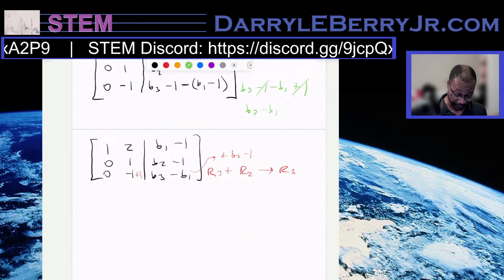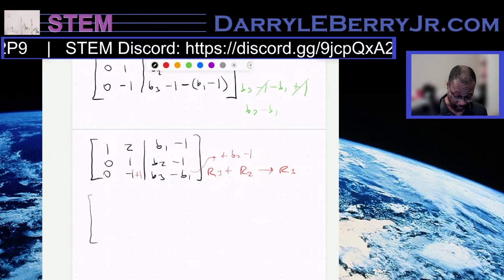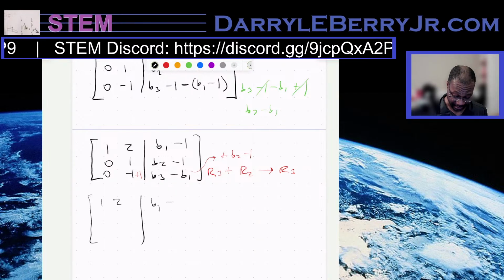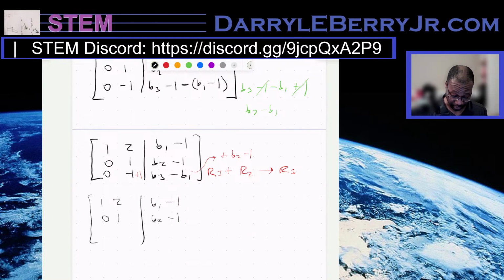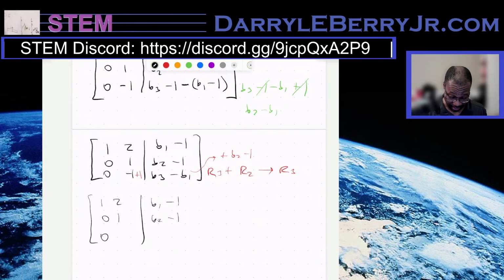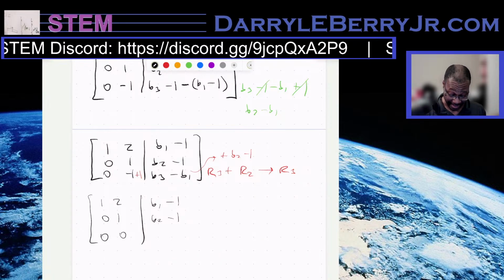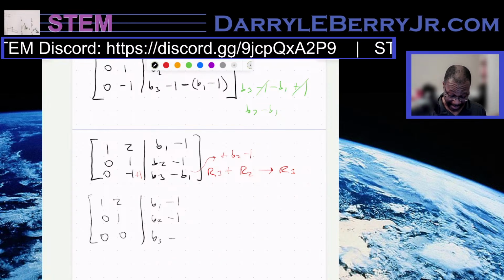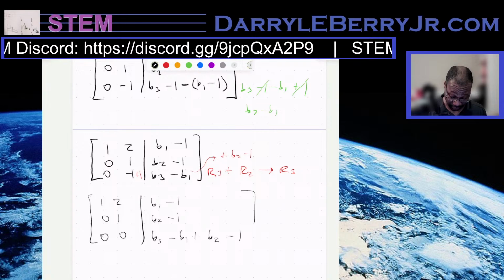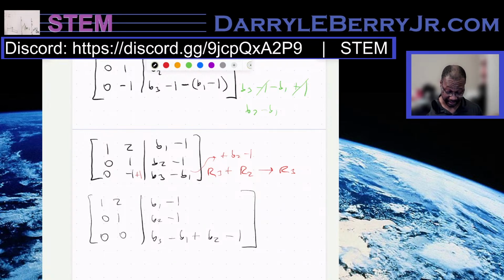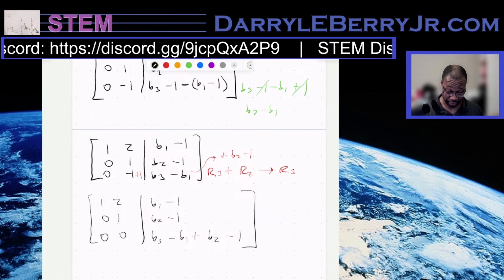So let's go ahead and do that calculation. I have 1, 2, b1 minus 1. I have 0, 1, b2 minus 1, just rewriting those. Then I have 0, negative 1 plus 1, 0, which is what we were looking for, getting the row to 0. And now I have b3 minus b1 plus b2 minus 1. So what do we have? We have a whole row equaling 0, which means that should be my constraint equation.